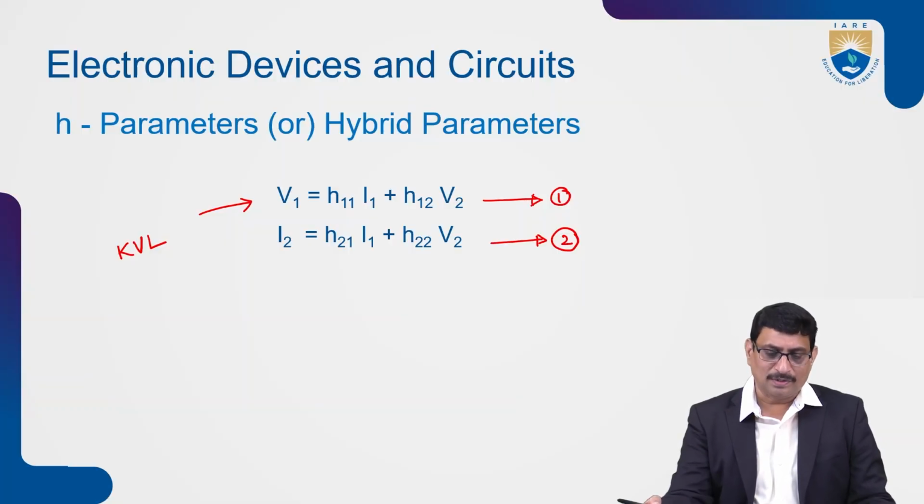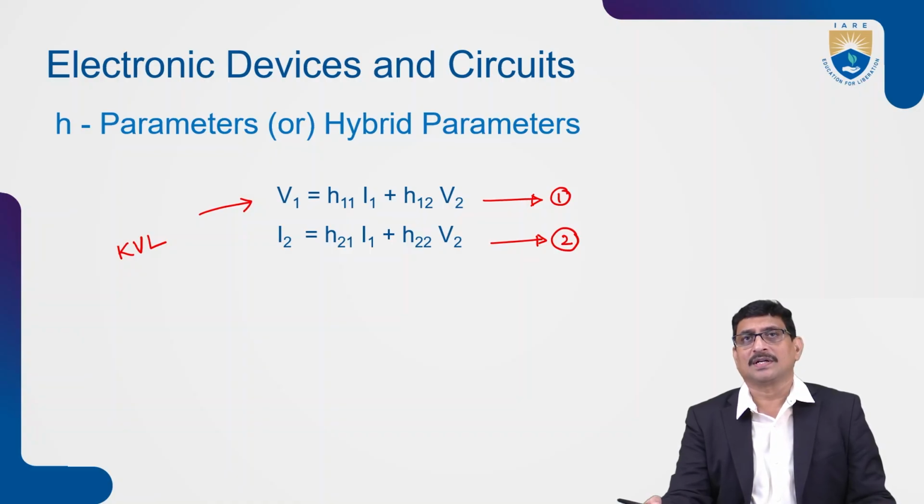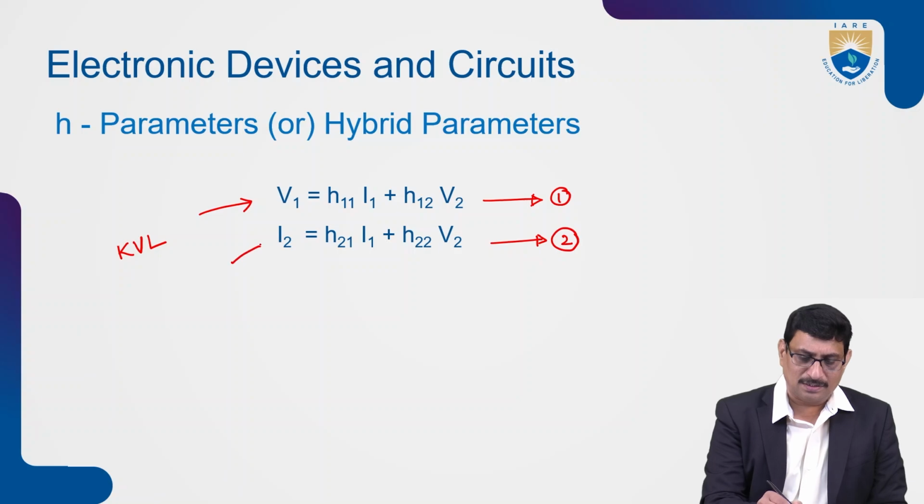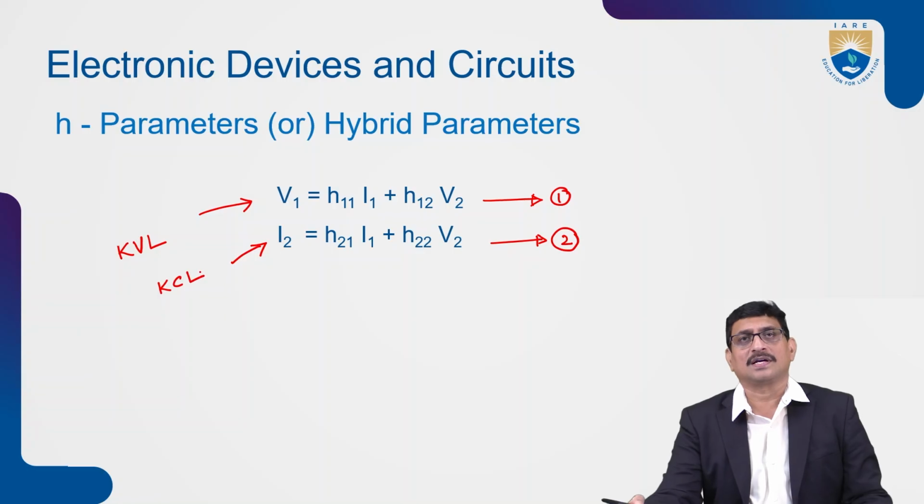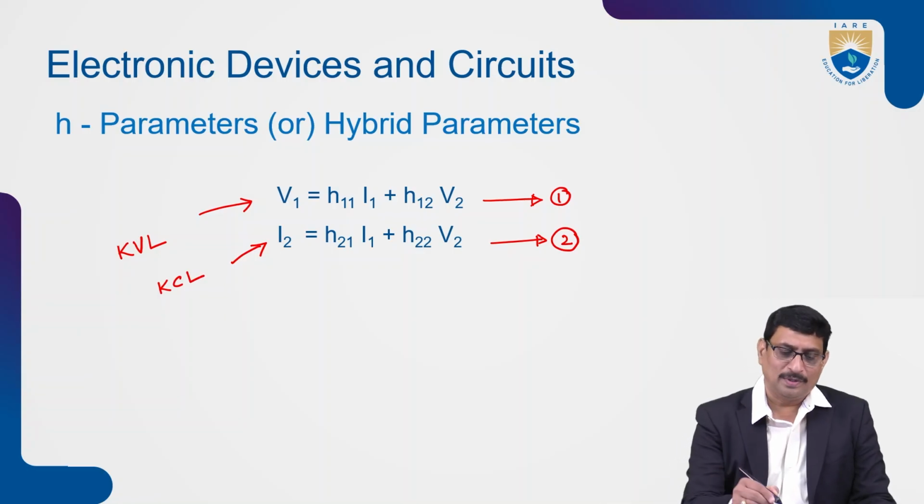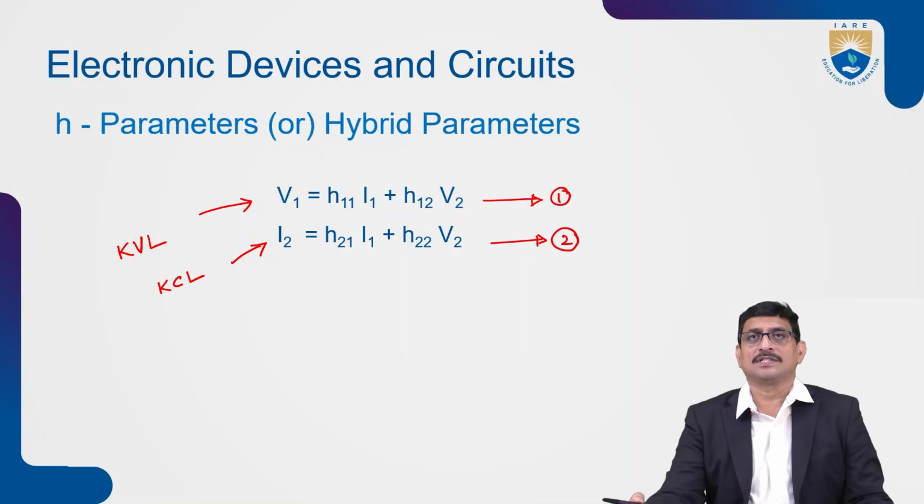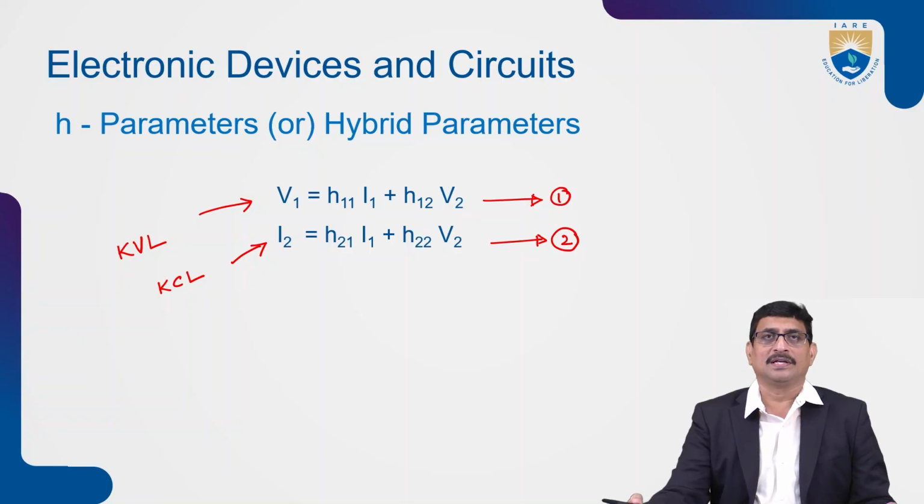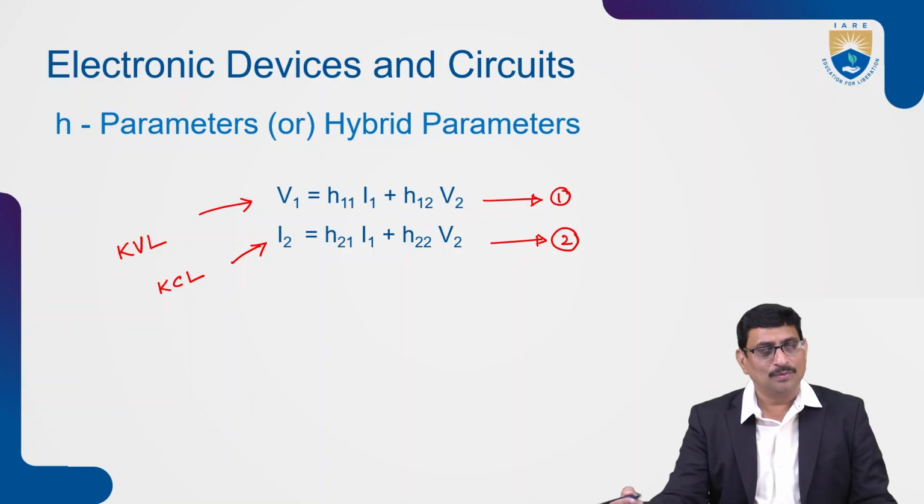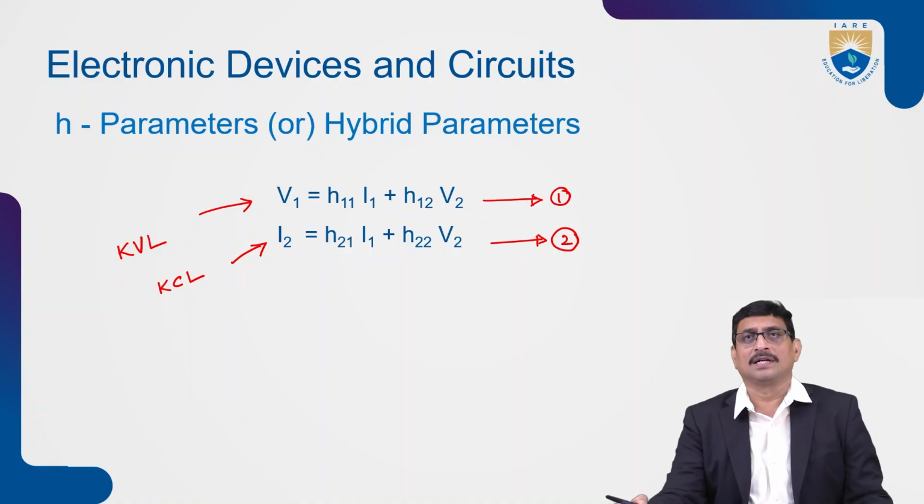In a similar way, if I look at the second expression of the H parameter model, I2 equals a sum of currents. So the second equation looks like it was obtained by applying Kirchhoff's current law to a circuit. So the first equation may be obtained by applying Kirchhoff's voltage law to the circuit, and the second equation by applying Kirchhoff's current law. If I have a circuit, it is easy to apply KVL or KCL and get the equations.